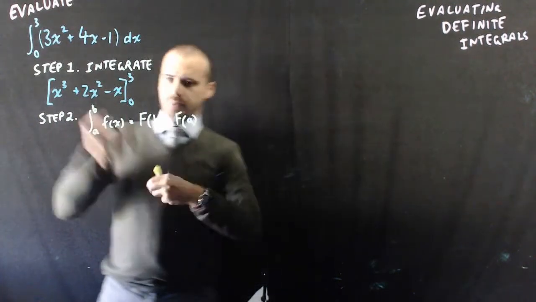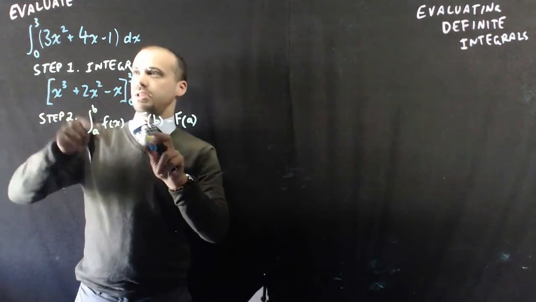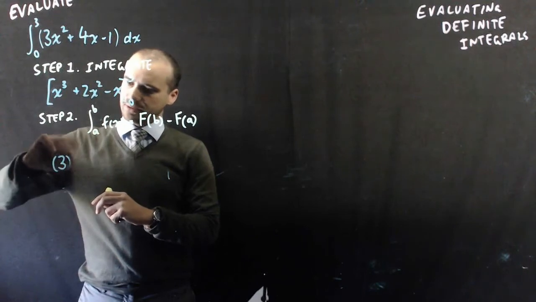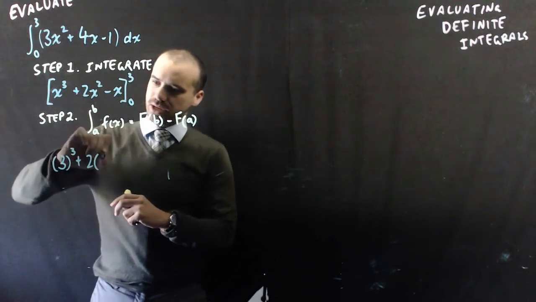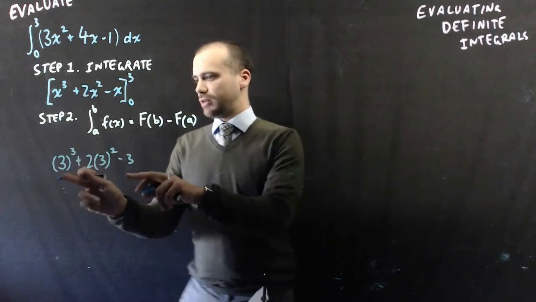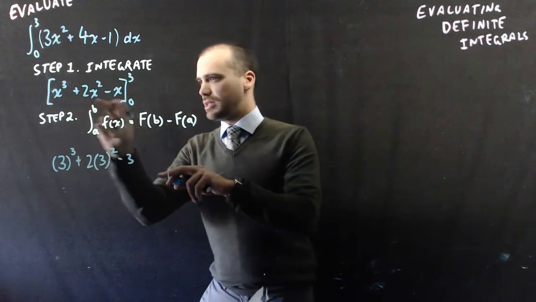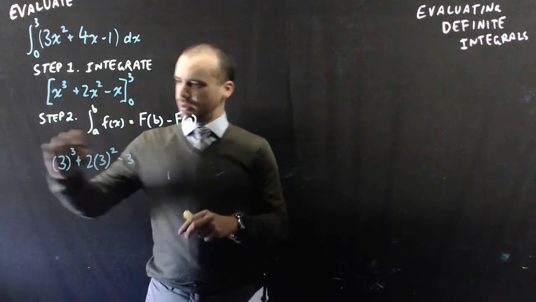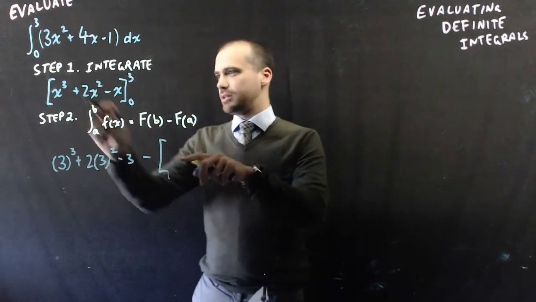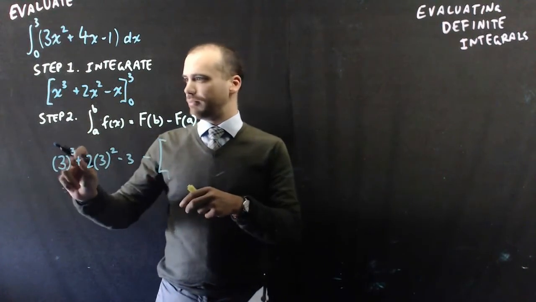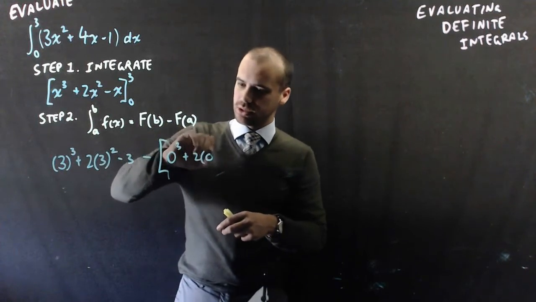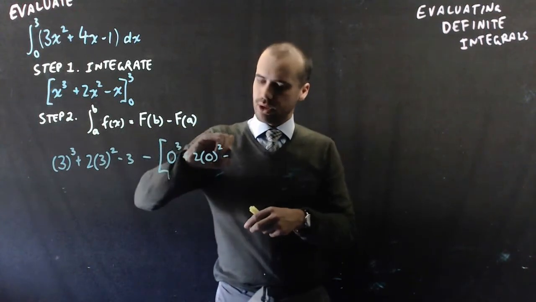So let's go. We're going to put b in here. So in our case, b was 3. So I'm going to put 3 in for x. Alright, so I've just put 3 into these bits here. And then I'm going to take that and I'm going to subtract putting in a into all of those. So that's going to be a is 0, so minus 0 cubed plus 2 times 0 squared minus 0.